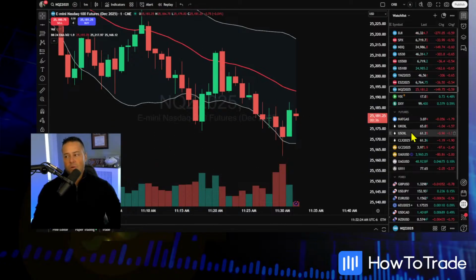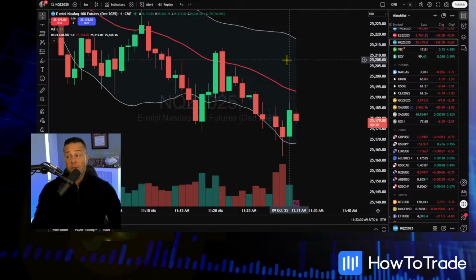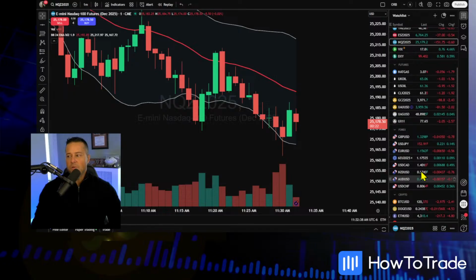Okay, this one's on the move right here. Let's find something that's flat, that's sort of dead. You see, we didn't get it. See, thank goodness we didn't sell down there. We would have got chopped up. All right, what do we got? Give me something that's flat. Pretty much everything's on the move right now.